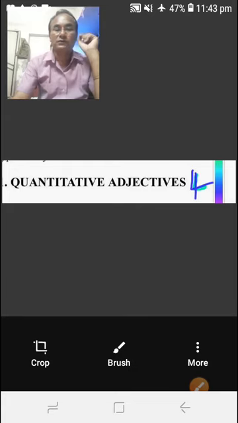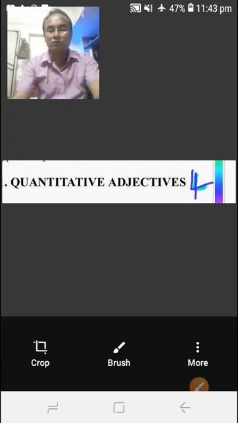Example of this: how many candies do you own? Here many is a quantitative adjective. So this is the example, and we use some, many, much. These are the quantitative adjectives or adjectives of quantity. Now let's move to the next.